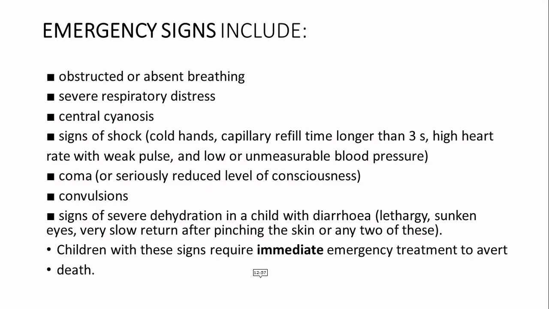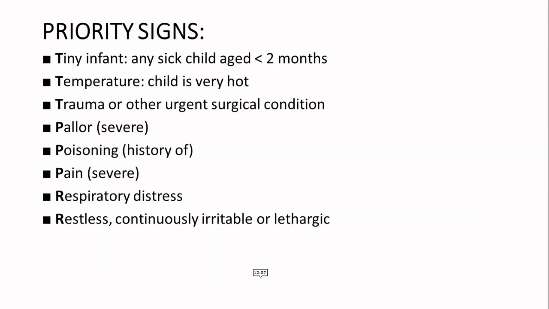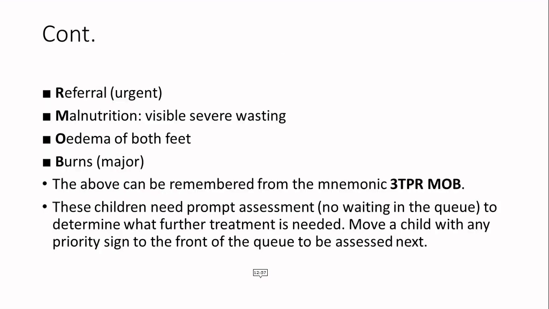Priority signs include the 3T, P2R. Tiny infant, temperature, the child is very hot, trauma, pallor, poisoning, pain, respiratory distress, and the child will be restless. Referral, we used to abbreviate these as 3TP, R, MOP. Very simple like that.